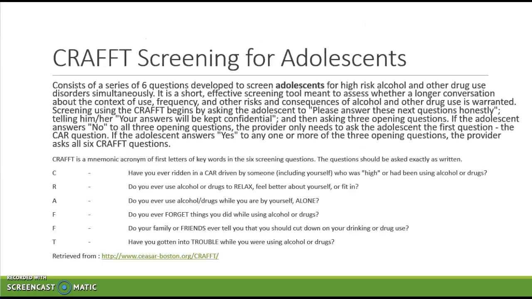And then the CRAFFT screening has been specifically created for adolescents. It comes out of the US. I haven't seen it used too much in Australia, but currently in my workplace we are using it as a trial to see whether it assists us in really identifying some of the problem behaviours for our young people using alcohol in particular. So something to look at and investigate for your assignment.